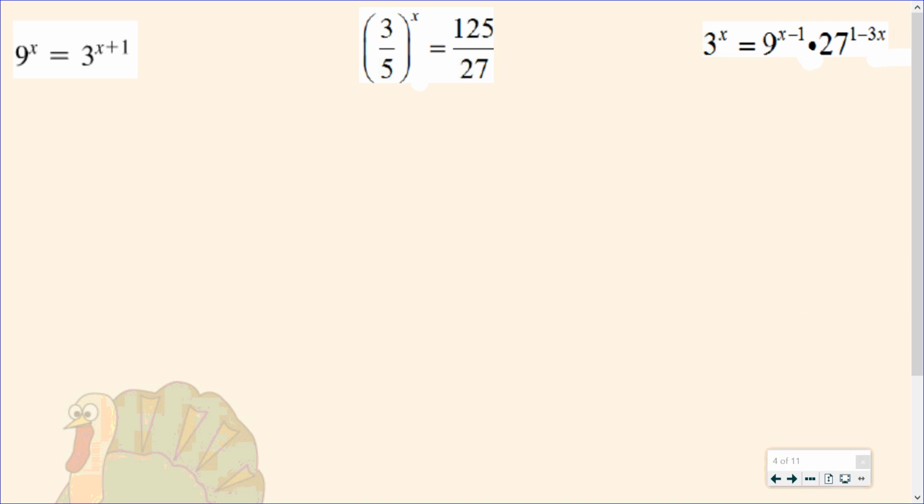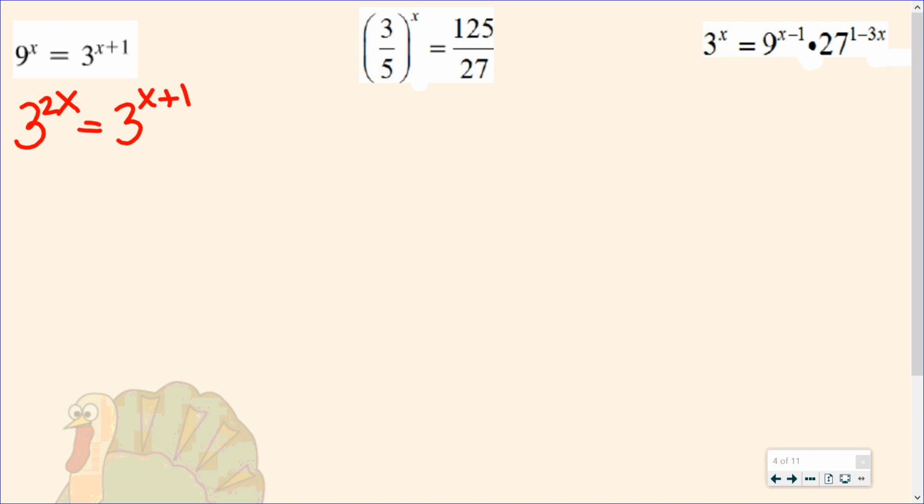9 to the x equals 3 to the x plus 1. 9 and 3 can both be written as powers of 3. So I have 3 squared, and then again there's that x there, those will just be multiplied together, and 3 to the x plus 1. So this time we're showing what happens if I have addition and subtraction of my powers.